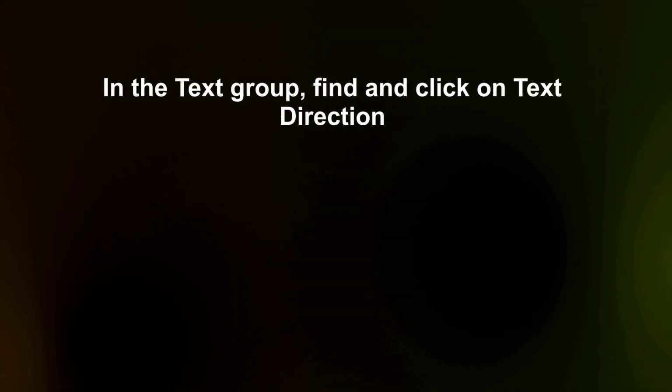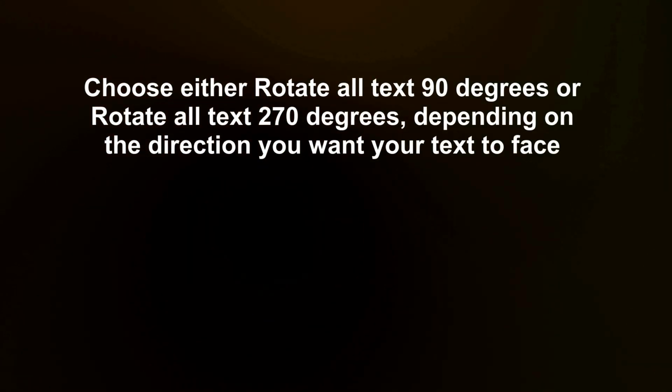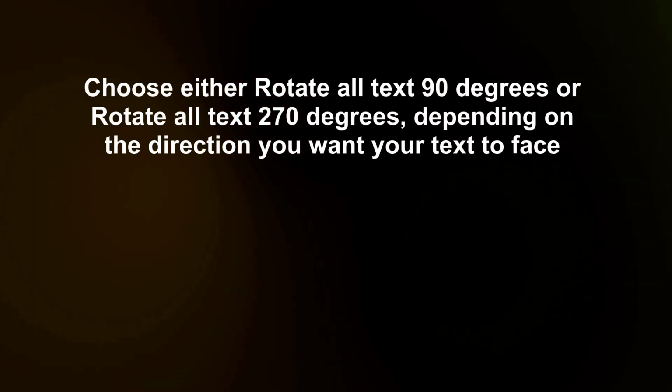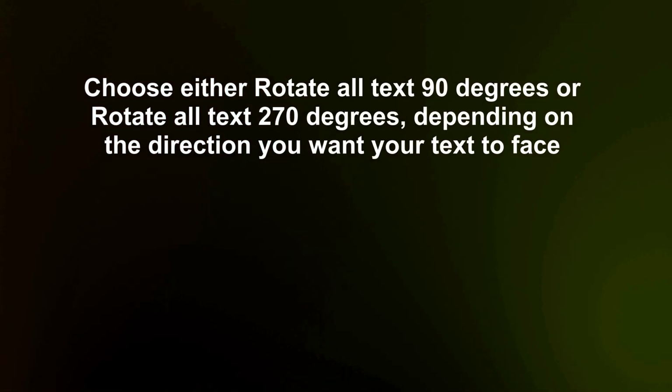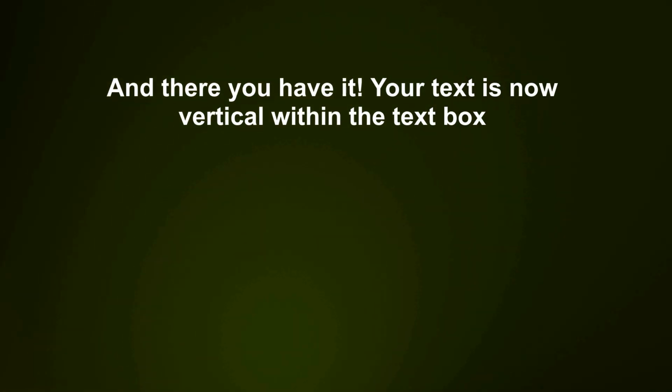Select the text box, and the Format tab will appear. In the text group, find and click on Text Direction. Choose either Rotate all text 90 degrees or Rotate all text 270 degrees, depending on the direction you want your text to face. And there you have it. Your text is now vertical within the text box.